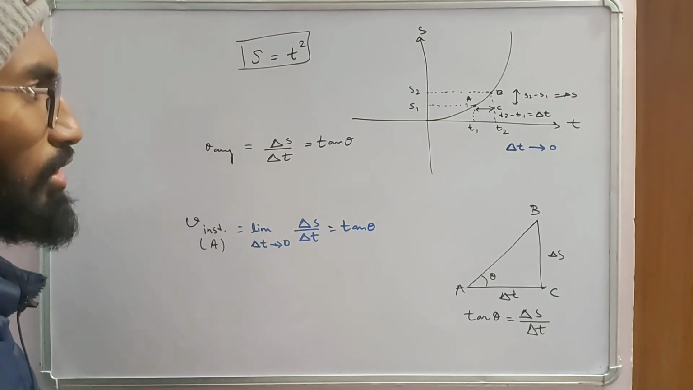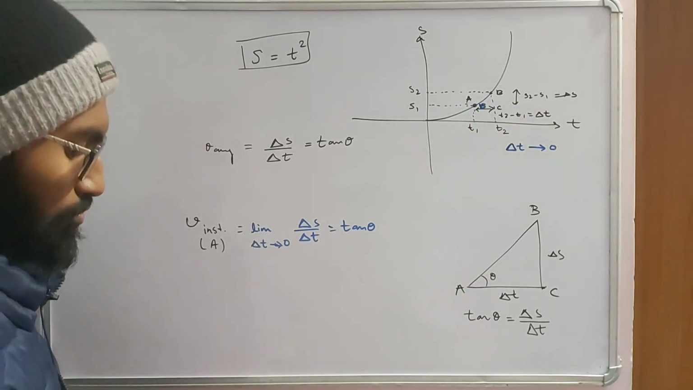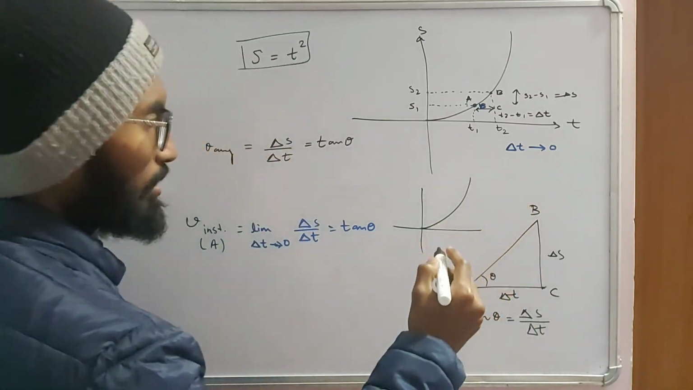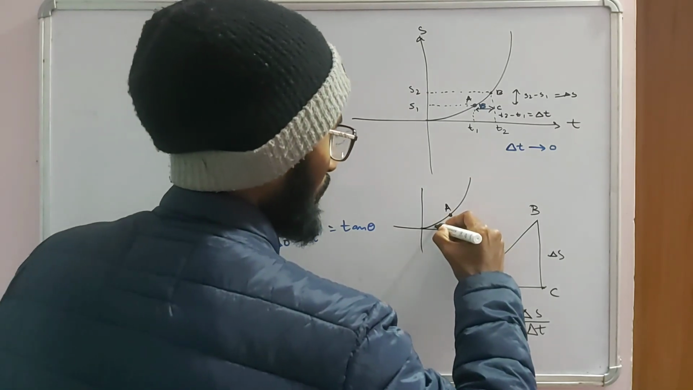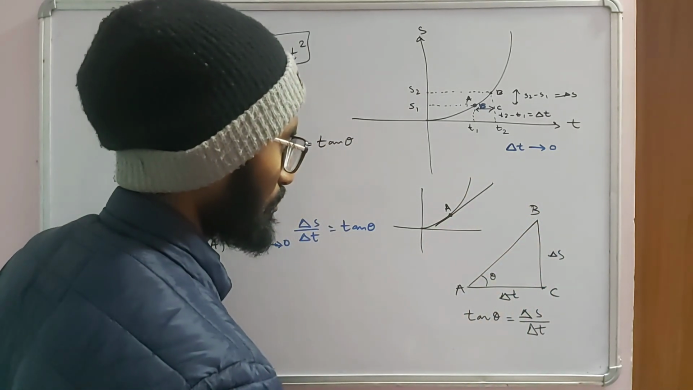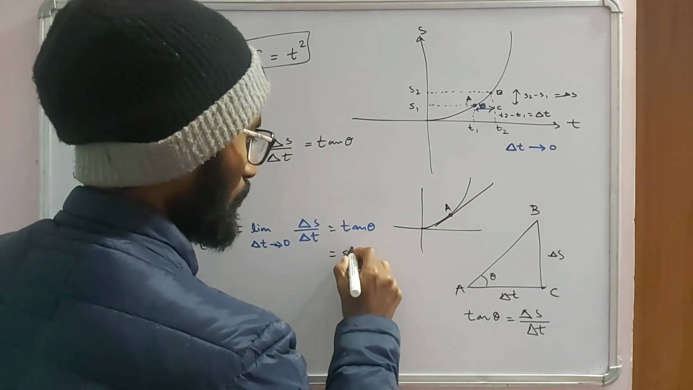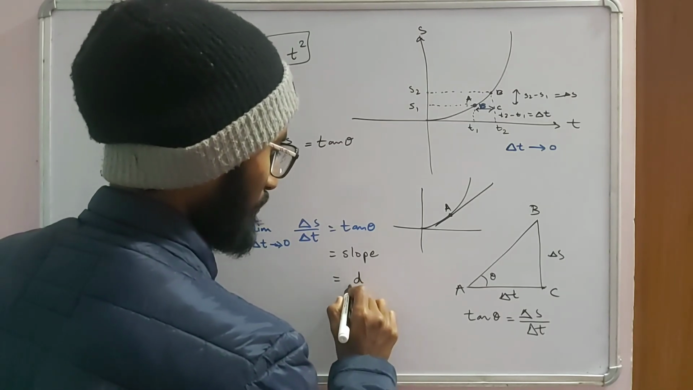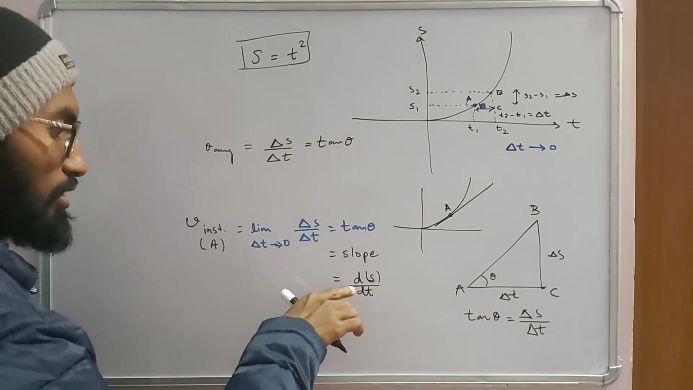Now, what happens if you overlap point B on point A? You get a very interesting result: points A and B overlap, and you get a tangent at point A. Now, how is the tangent at point A calculated in mathematics? Tan theta is the slope. How is the slope calculated in mathematics? You find the derivative of the function s with respect to time. So from here the formula comes for the instantaneous velocity.